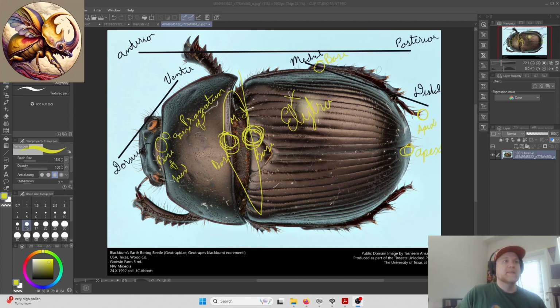But that is the basic version of directionality. And once you understand that, now when I use terms like the posterior area of this insect, you'll have a better idea of what I'm talking about.